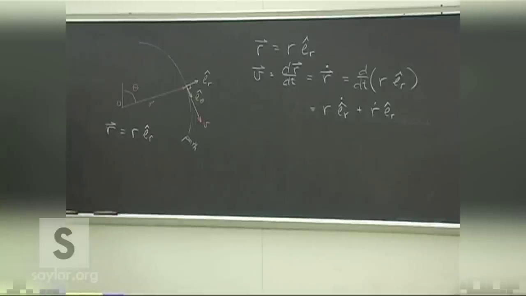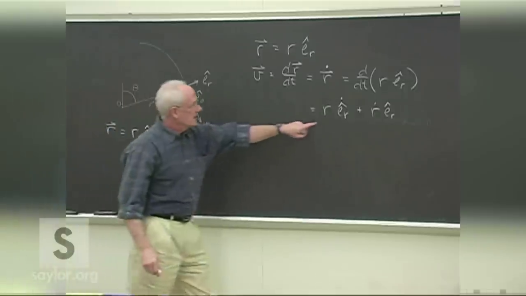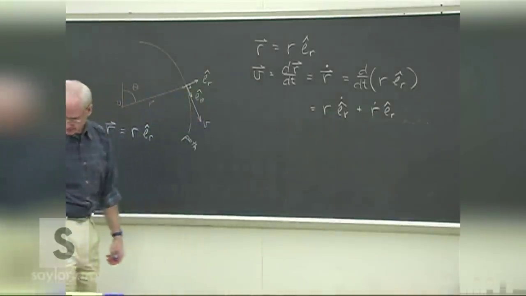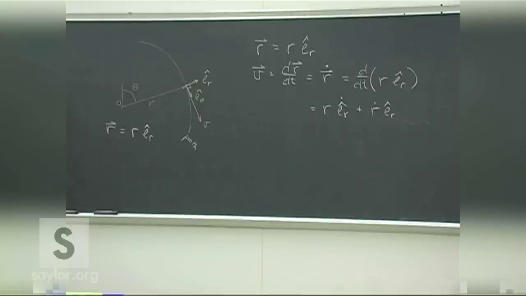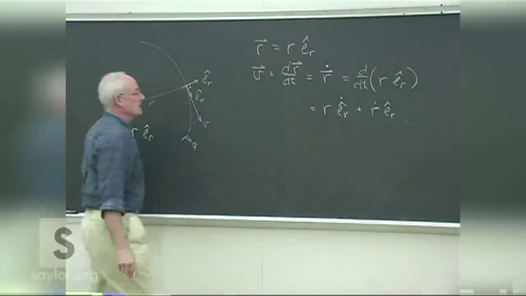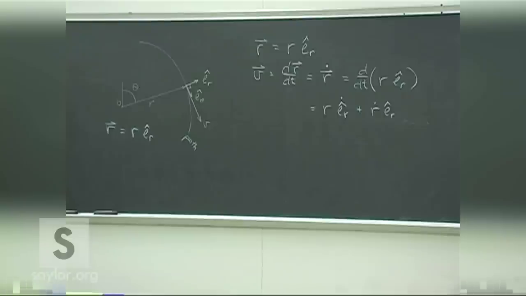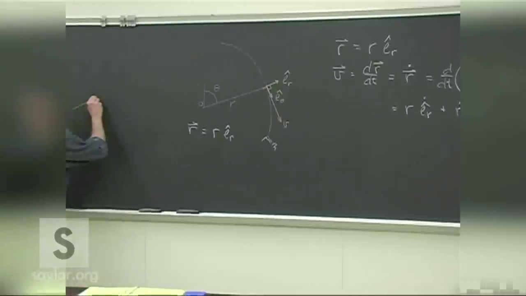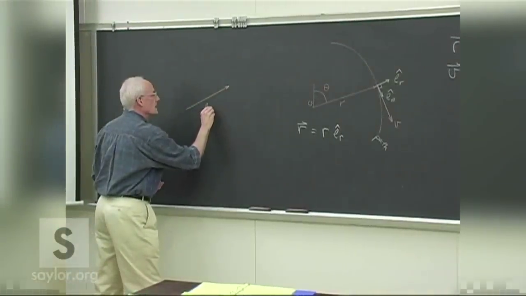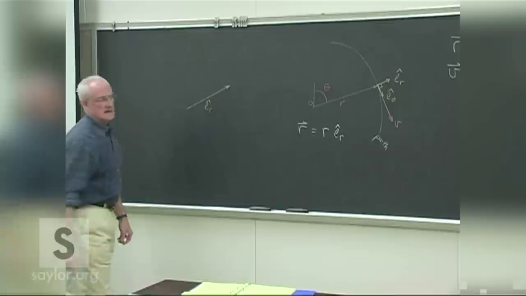If we had purely circular motion, R would be constant, and then that term would be zero automatically. All right, so we have to evaluate this time rate of change of the unit vector in the r direction first. So I'm going to blow it up a little bit so we can see it. There's e_r in that same direction I had there.